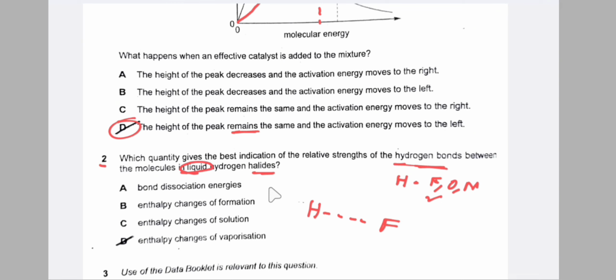So which indicates the best indication of hydrogen bonds in liquid hydrogen halide? For the hydrogen bond to break, we need to break the hydrogen bond in liquid hydrogen halide, and as the hydrogen bond breaks, the liquid hydrogen halide converts to a gas. That means it is the enthalpy change of evaporation. This is not the bond dissociation energy, since the bond dissociation energy is the energy needed to break any random bond, but here we don't break the bond, we break the intermolecular forces, that is the hydrogen bond. Therefore it is wrong. It is not enthalpy change of formation and enthalpy change of solution. So the correct answer is D.